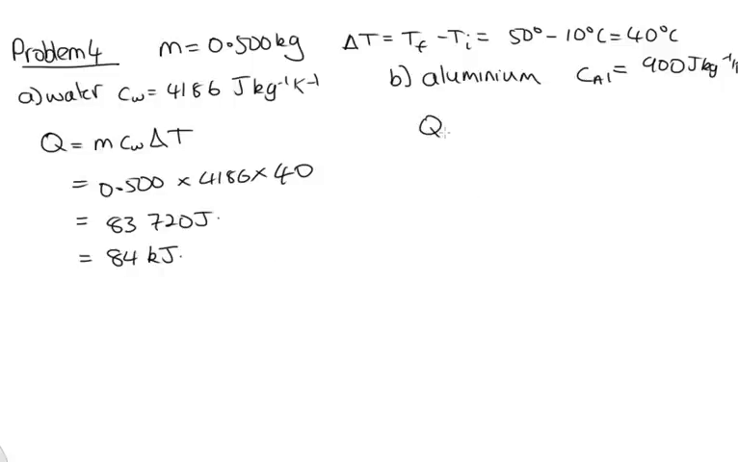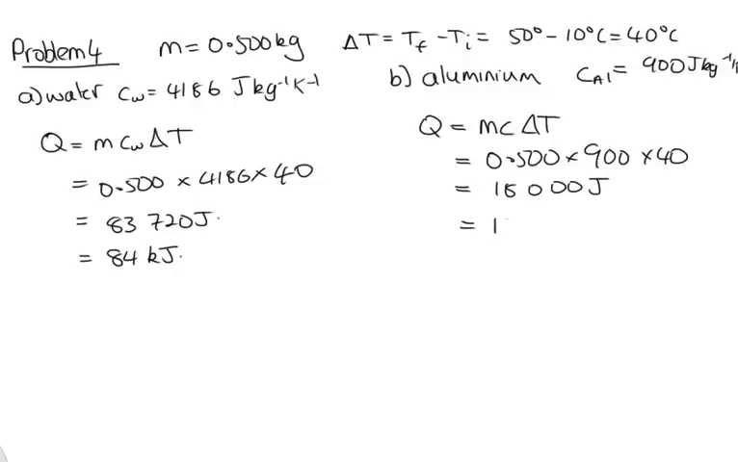So for aluminium, same formula. Q is equal to mc delta T. And so this is equal to 0.500 times 900 times 40. And so this is equal to 18,000 joules, which we can write as 18 kilojoules.